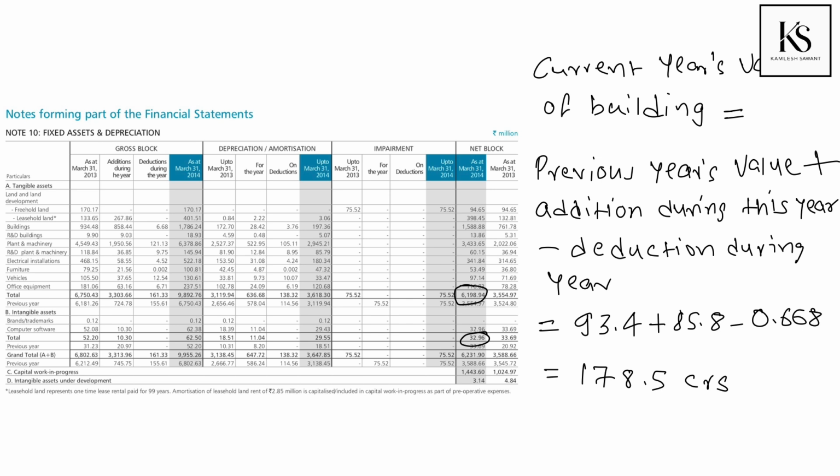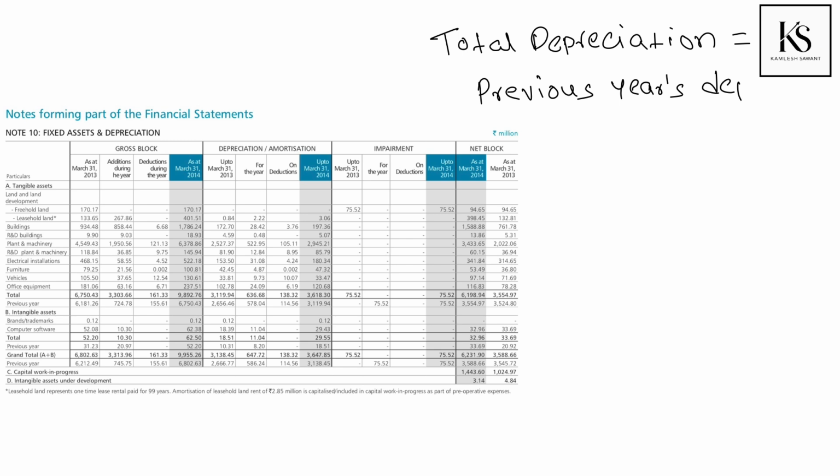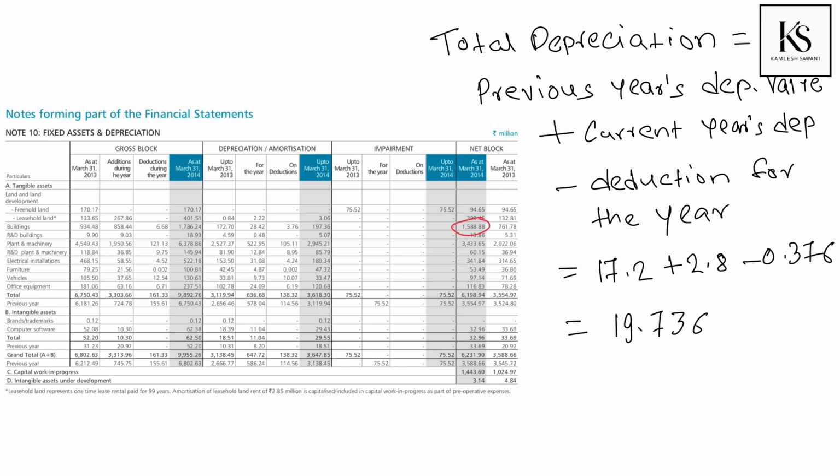In the snapshot, I have highlighted the depreciation section belonging to the building. As of 31st March 2013, ARBL has depreciated Rs 17.2 crores, to which they need to add 2.8 crores belonging to the year FY14. Adjust 0.37 crores as the deduction for the year. Thus, the depreciation for the year is previous year's depreciation value plus current year's depreciation minus deduction for the year, that is equal to 17.2 plus 2.8 minus 0.37. Total depreciation is 19.736 crores.